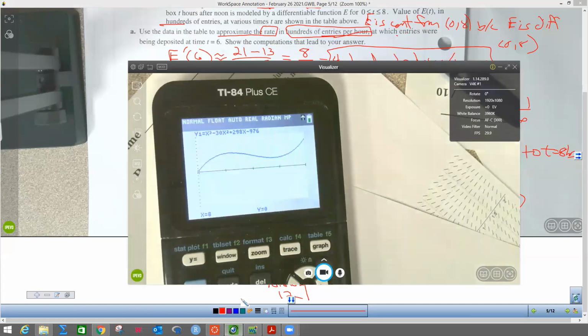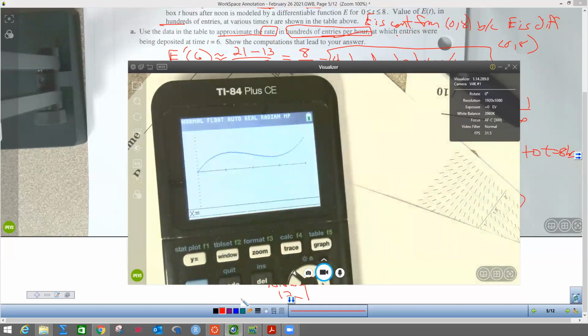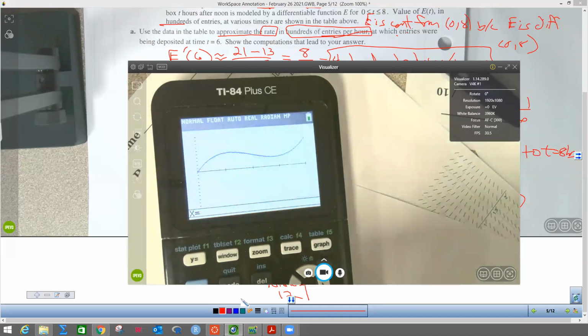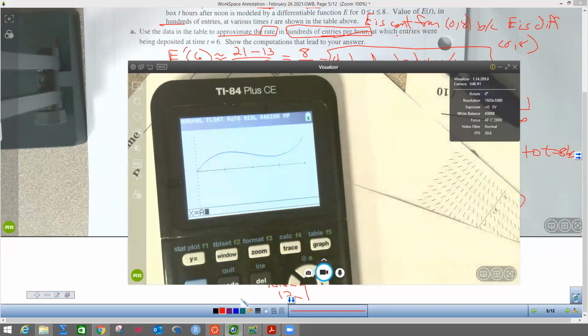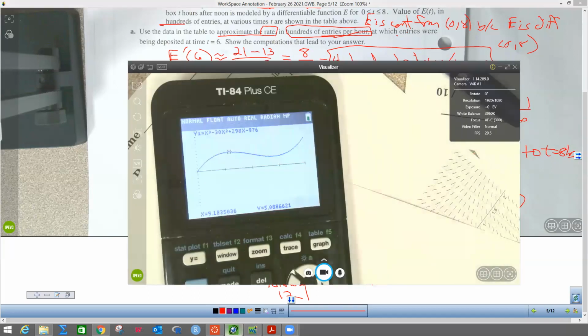I'm going to hit second, calc 1 again, and I want to put that first critical number, which I saved at A. So I'm going to hit alpha math, and that plugs A in. So that is 5.0886... So I'm going to write that number down here, 5.08866, and so on. I'm going to do the next one.